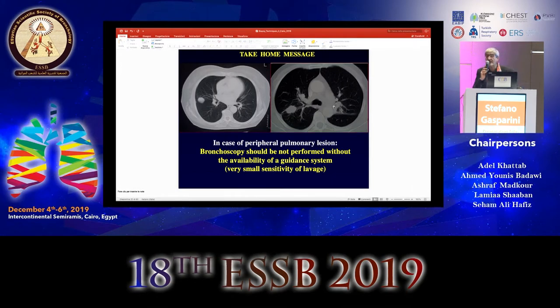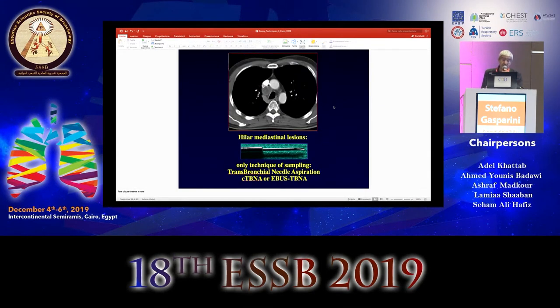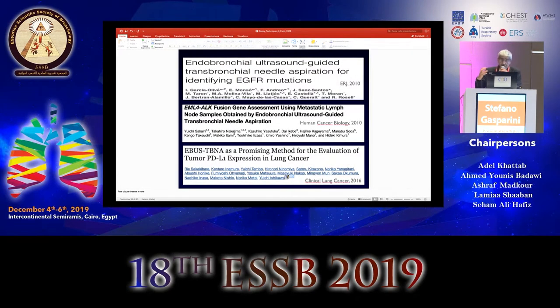If you don't have a guidance system, please don't perform bronchoscopy in cases like this. The third and last point is hilar mediastinal lesions. Here, again, there is no choice. You should use the needle to go to the other side of the bronchial wall and sample the lymph node or the lesion located in the mediastinal area. You can use conventional TBNA if the lesion is large enough, or you can use, as happens more and more frequently today, EBUS-guided transbronchial needle aspiration. But in any case, you should use the needle, no alternatives.